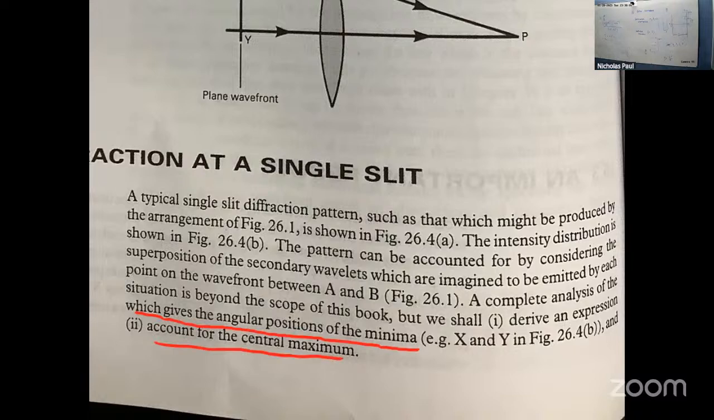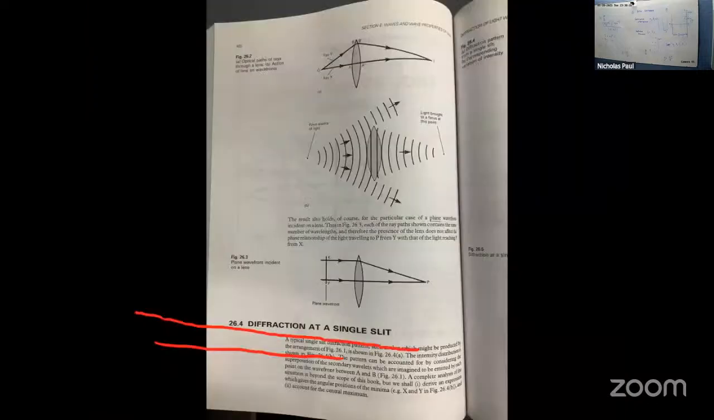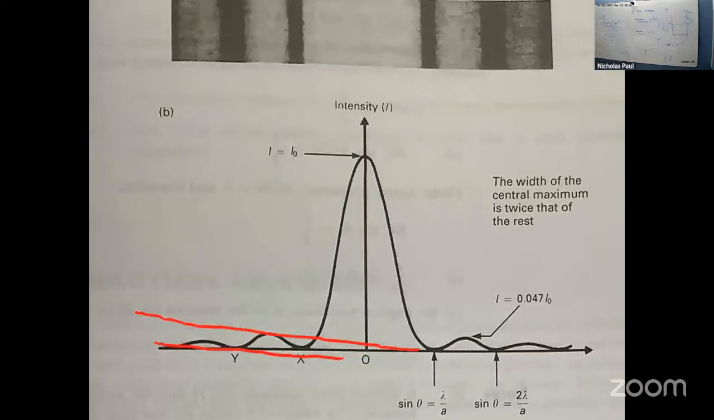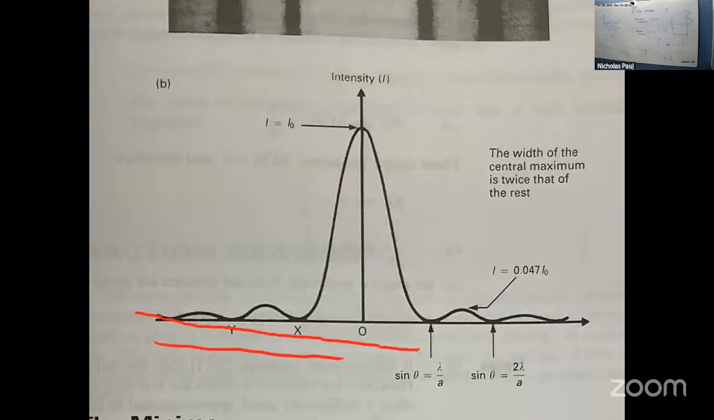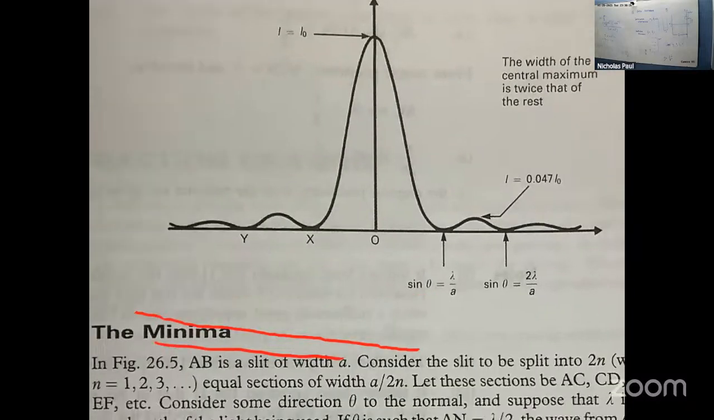So we're going to get an expression for what happens at that central point there, where the intensity is the highest, and all the other minima. That's okay? All right. There are some values there, we're going to go through that.